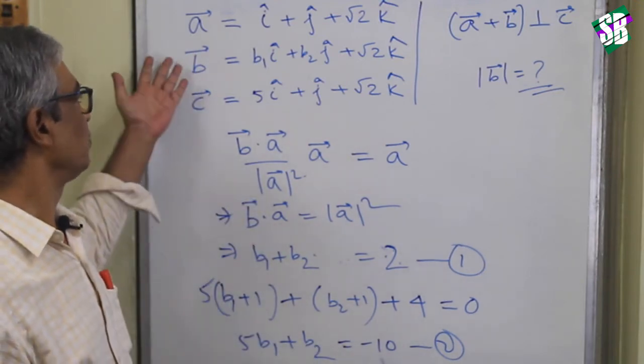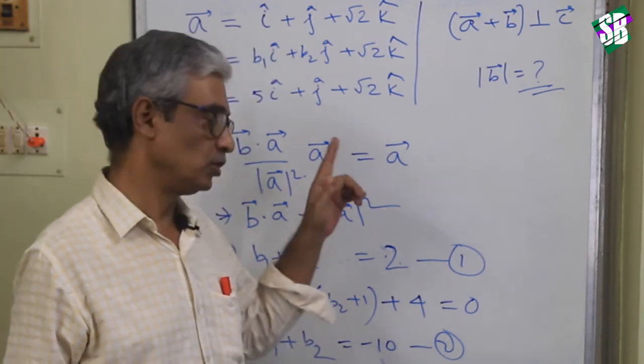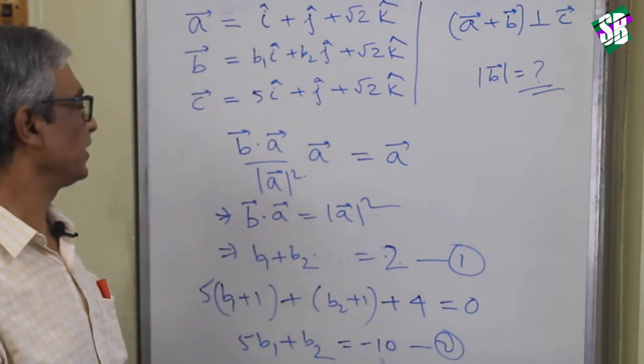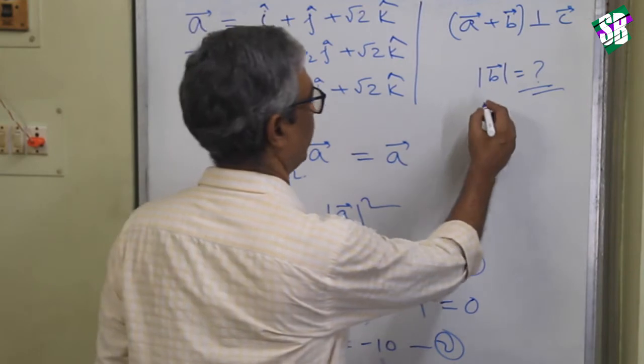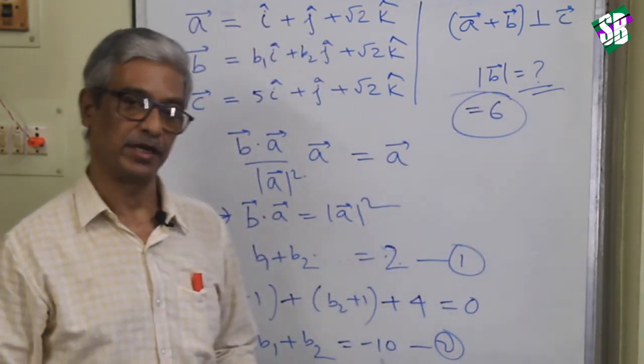And now what is mod B vector? It is the root of b1 squared plus b2 squared plus 2. You will find that this quantity becomes 6. So option A is correct.